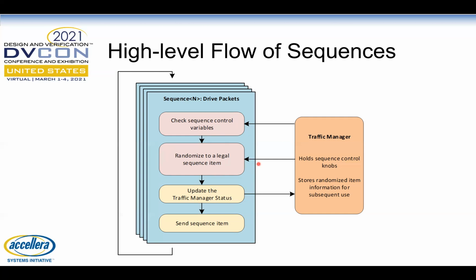And then once all of this is done, a new legal sequence item has been created. The new sequence item would be updated in the traffic manager with any relevant data from that sequence item. So that's where we have information going back to the traffic manager and it gathers anything it needs from a sequence item. And lastly, the sequence item is sent out and then the process is repeated.